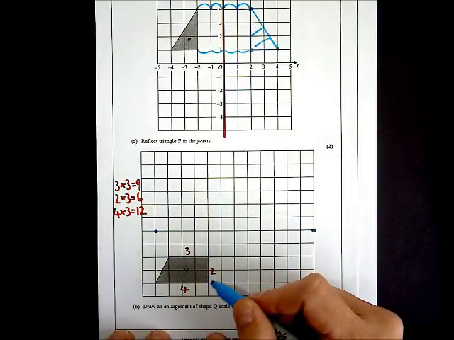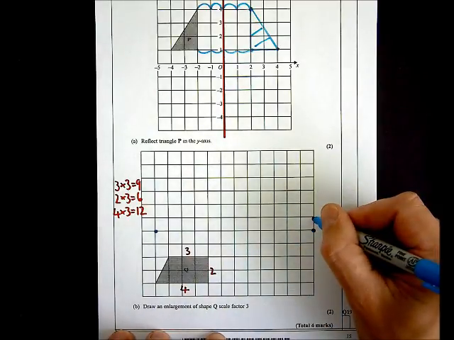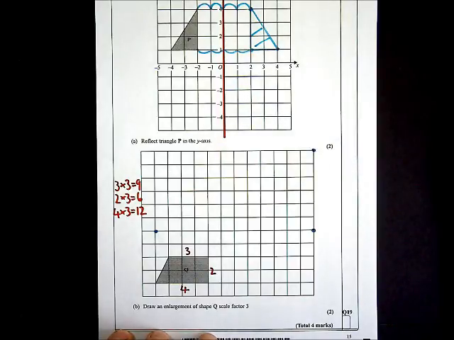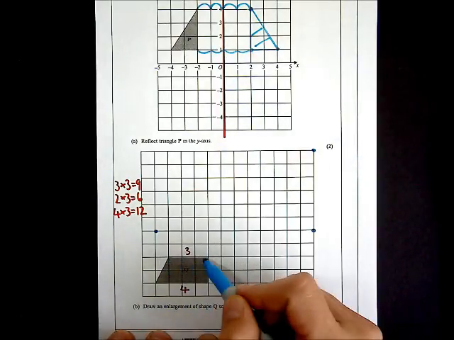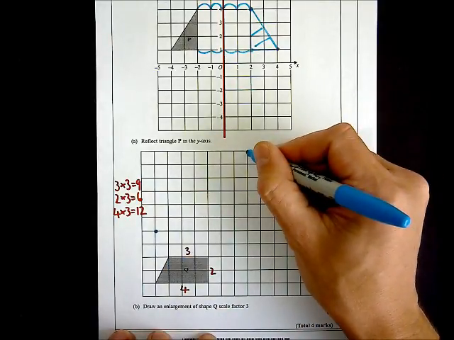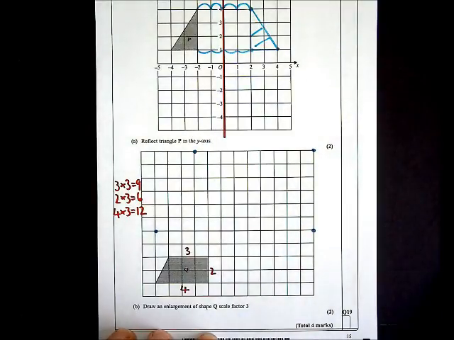I now need to count up this length here, which has been multiplied by 3, which would now be 6. So 1, 2, 3, 4, 5, 6. And the corner is going to be there. And similarly on the top, it's no longer 3 long, it will be 9 across. So 1, 2, 3, 4, 5, 6, 7, 8, 9. And that's going to be my shape.